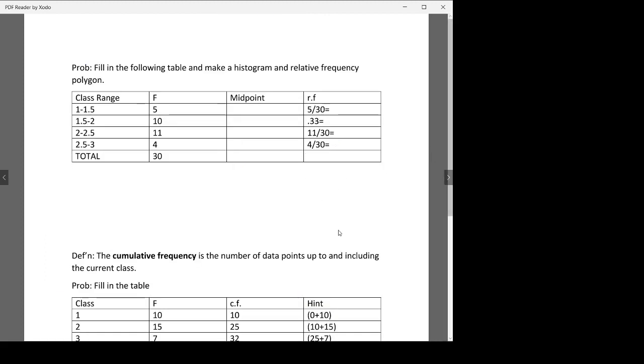So here's one where it's asking us to fill in the table and make a histogram and relative frequency polygons. Let's try this a little bit. So the class range is written a little bit differently here. Let's try 1 to 1.5. So what's the midpoint? There are 5 values in there. The midpoint's halfway between. So you can say, oh, it's 1 plus 1.5 divided by 2. And if you work that out, you get 1.25. And then also, what's the relative frequency?